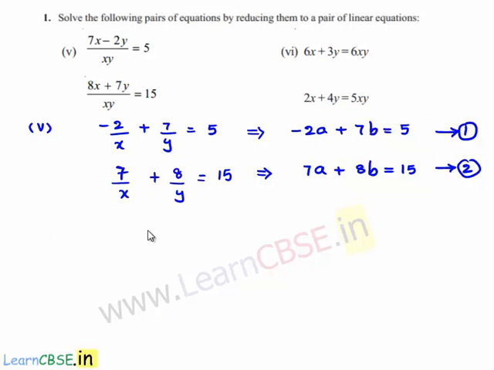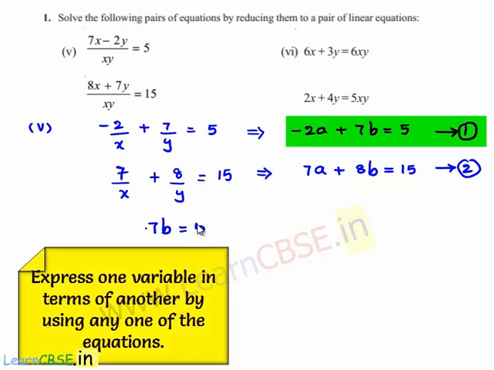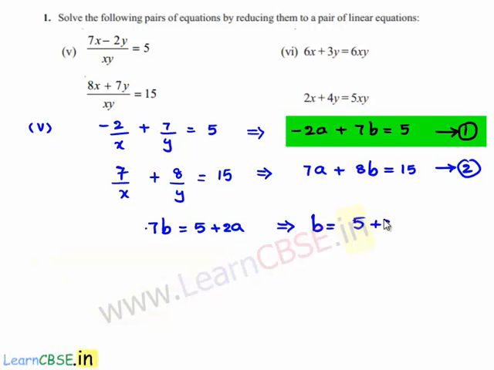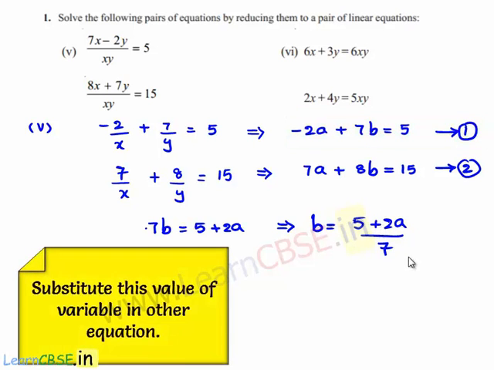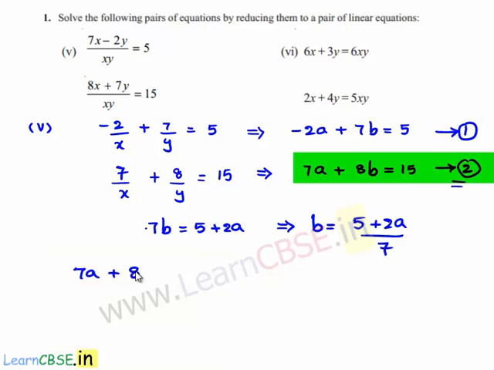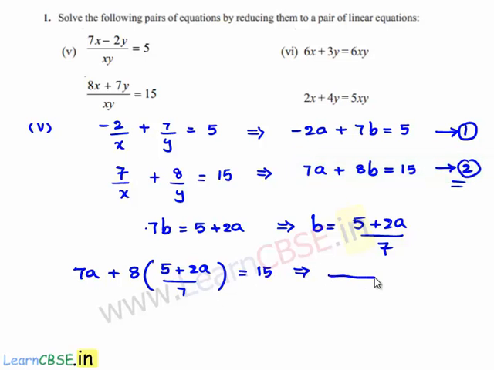Now the first equation can be written as 7b is equal to 5 plus 2a, which implies b is equal to 5 plus 2a divided by 7. In place of b, let us substitute 5 plus 2a by 7 in equation number 2. So we get 7a plus 8 times b, which is 8 times 5 plus 2a divided by 7, is equal to 15. That implies the LCM would be 7, and this becomes 7 times 7a, which is nothing but 49a, plus 8 times 5 is 40 and 8 times 2a is 16a.